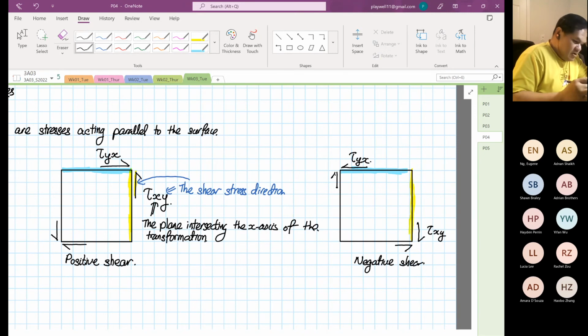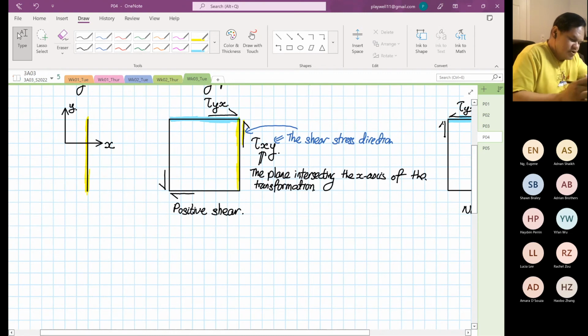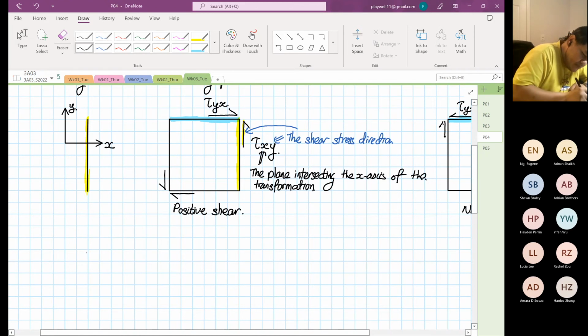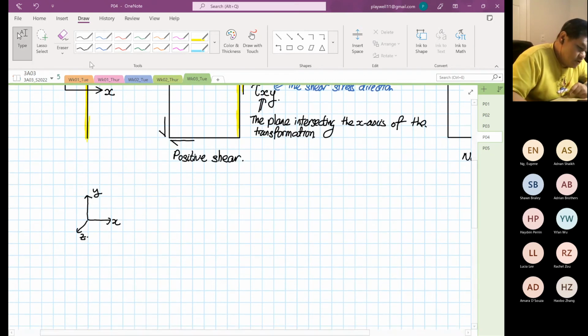Okay. So now you understand, you can visualize where the shear stress is acting on which plane. Now in real life, it's not 2D. It's going to be 3D. So now I'm going to introduce you to a 3D element. So this is X, Y, and you have your Z. Now we're going to draw a cube.